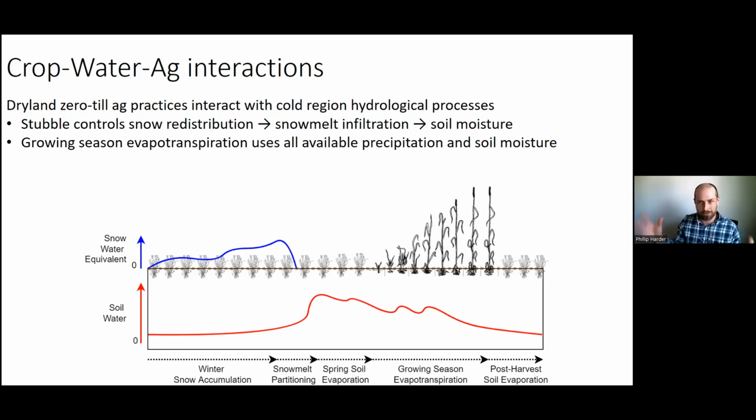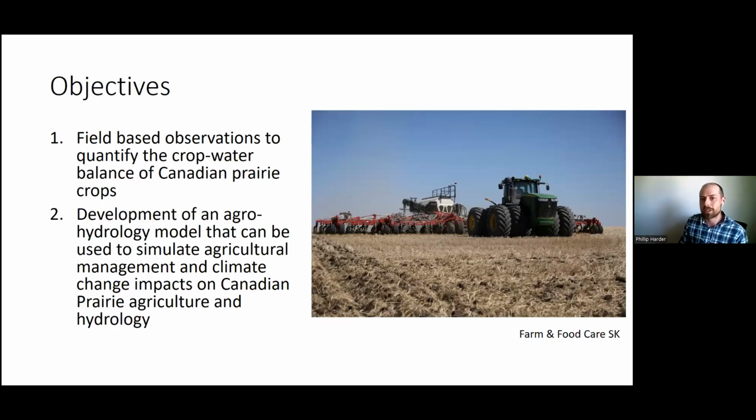So this is the framework that we work in. And so what we want to do in this work is, number one, we want to get some field-based observations to quantify these interactions that reflect current practices. And then number two, develop an agrohydrology model that can actually simulate some of these impacts, management options to understand prairie hydrology and climate moving forward.